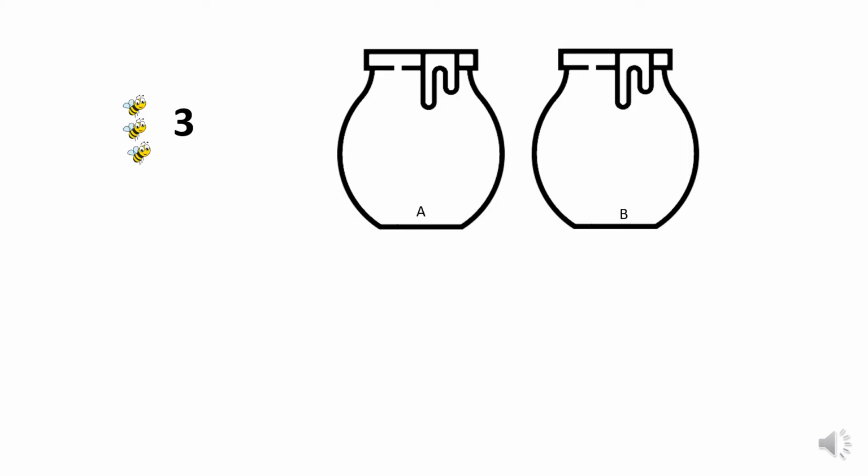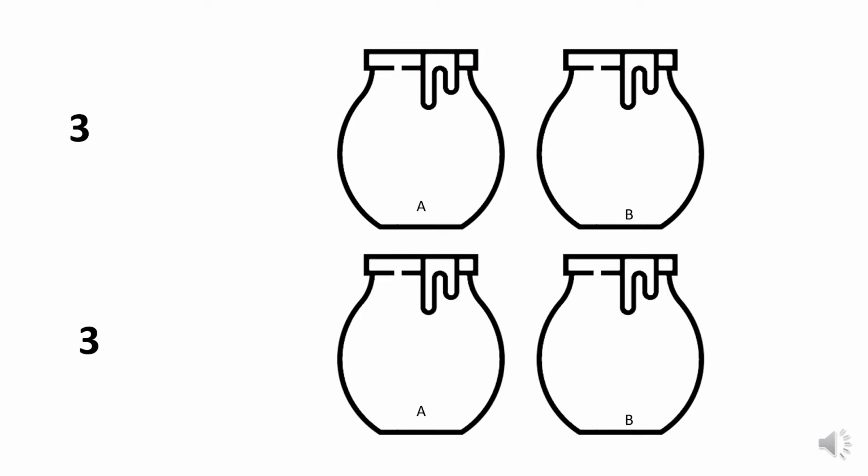Let me demonstrate. Let's take the number 3 for example. The number 3 represents 3 items, in this case, bees. Now, let's imagine we have got 2 pots. And now you'd like to place these 3 bees in the 2 pots. There are a few ways you could do that. You could put all 3 bees in pot A. This means you can split up the number 3 into 3 and 0.